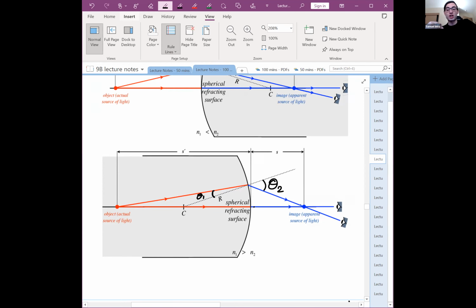and the location of that is the apparent source of the light. That is the place where the light appears to come from. If you were just looking here, you would say, oh, all of the light seems to be coming from this particular point. That's what an image is.